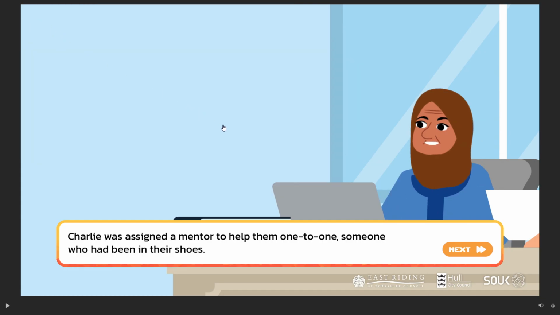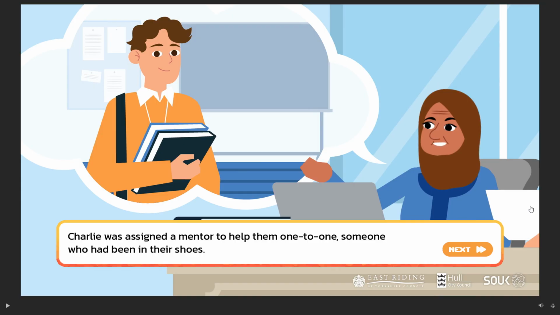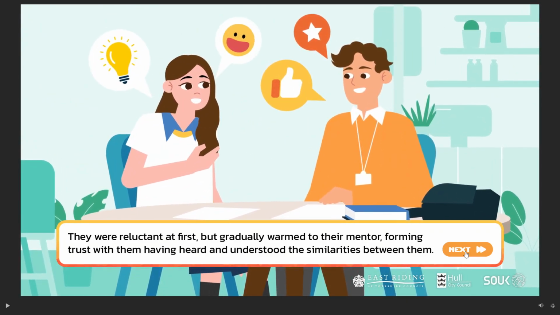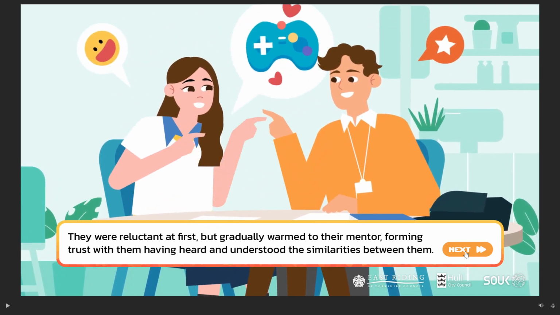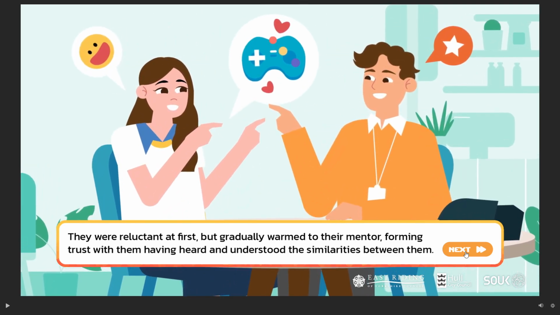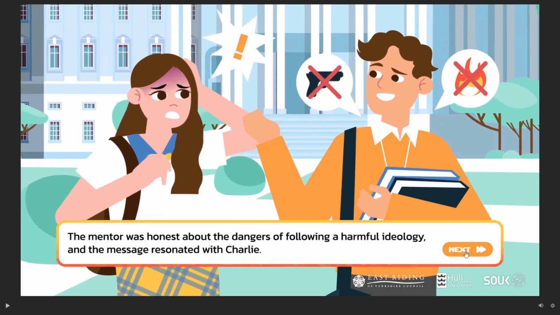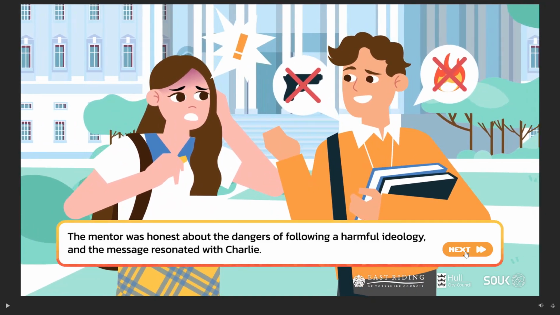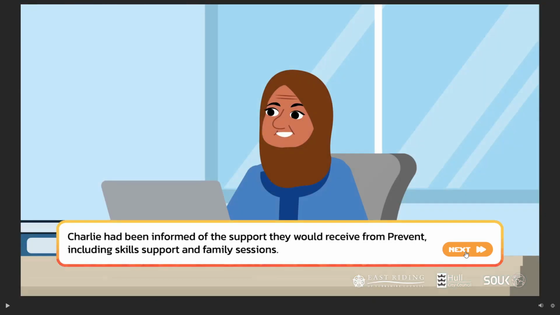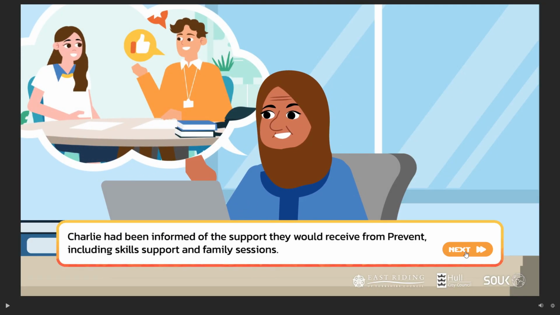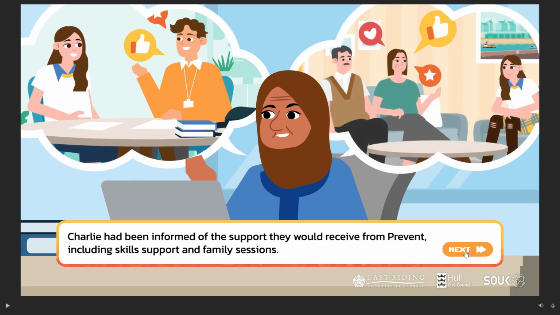Interesting theory. Charlie was assigned a mentor to help them one-to-one, someone who had been in their shoes. They were reluctant at first, but gradually warmed to their mentor, forming trust with them, having heard and understood the similarities between them. Oh, they both like gaming. They're both gamers. The mentor was honest about the dangers of following a harmful ideology, and the message resonated with Charlie. Charlie had been informed of the support they would receive from Prevent, including skills support and family sessions. Skills support, fire if you do the wrong things.